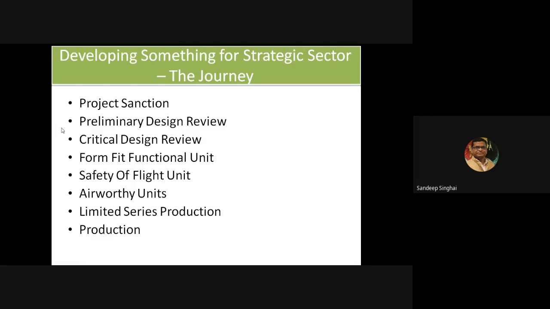Once this SOF is done, we come up with a new unit called the airworthy unit. The airworthy unit is what goes into the aircraft for test flights. These airworthy units are minimally tested for vibrations as well as minimal environmental tests. Once they are cleared by the concerned RCMA at Chandigarh, which is the design partner, and then the RCMA aircraft in Bangalore, who give the final certification for installing something into the aircraft, we go for the test flights.